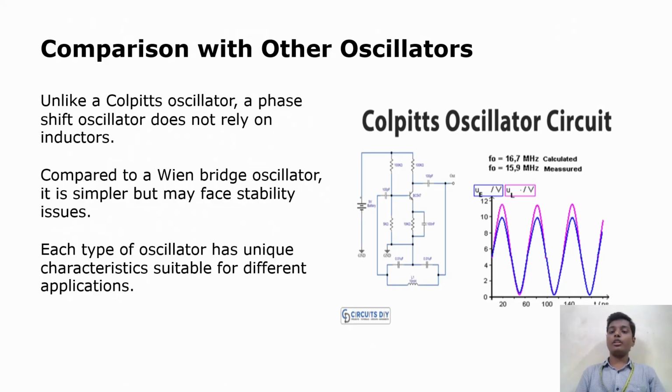Colpitts oscillator circuit. Here f0 equals 16.7 MHz and f0 equals 15.9 MHz. It is measured.